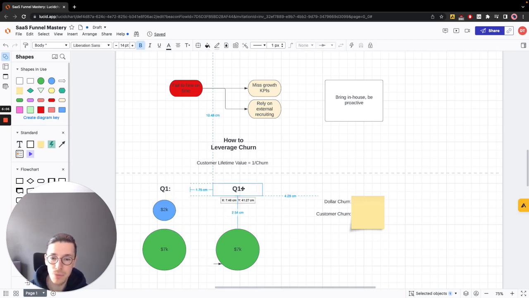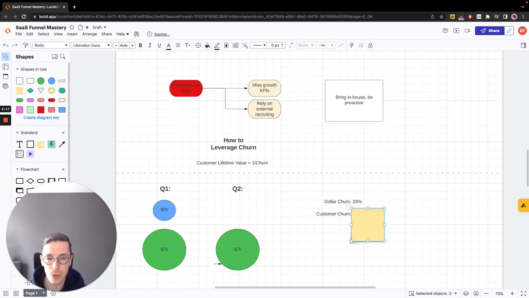Now in Q2, let's say we've lost customer 1. The dollar churn in this example is we've lost 2K out of the 9K that we were making, so that is a 33% churn. There are two types of churn, right? Dollar churn is the value amount that you're currently losing. And the customer churn would be 50% because we've lost one of two customers. So that's really good to know.